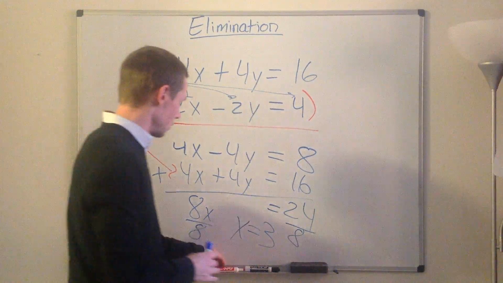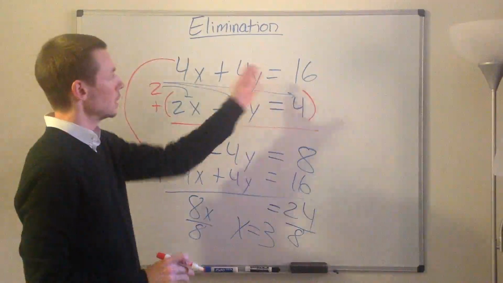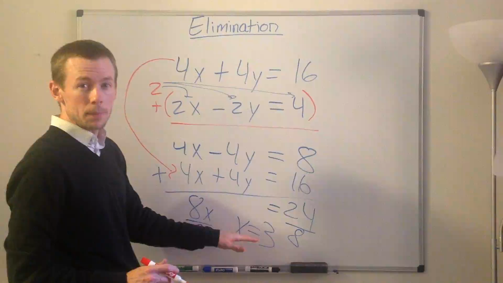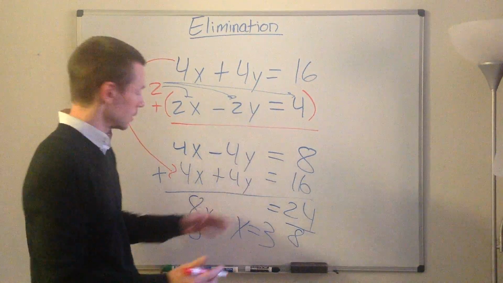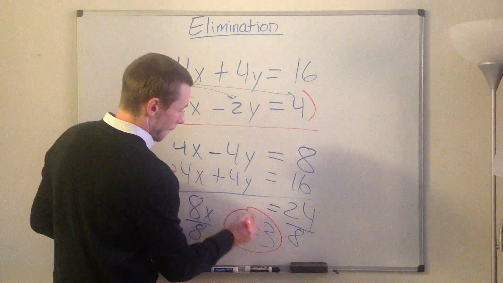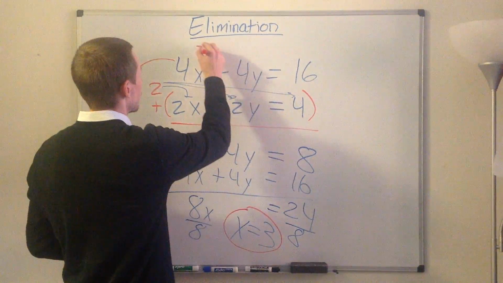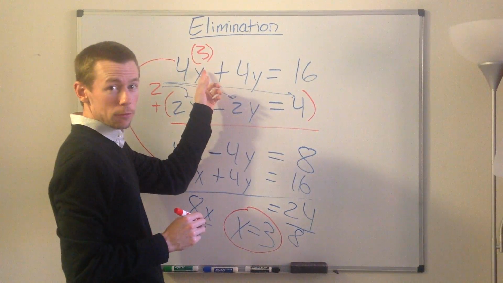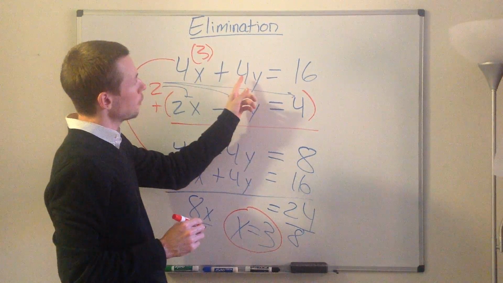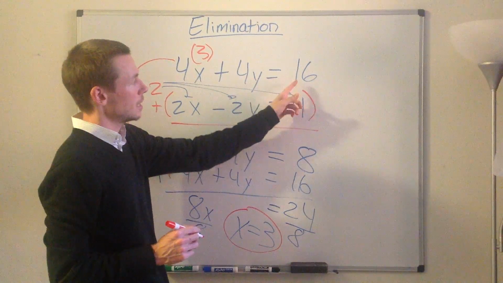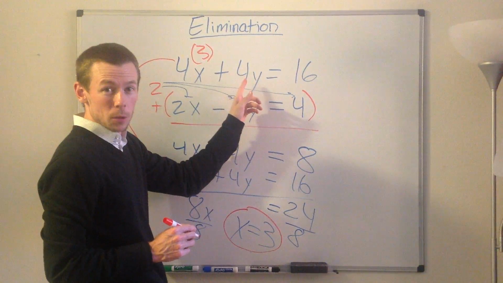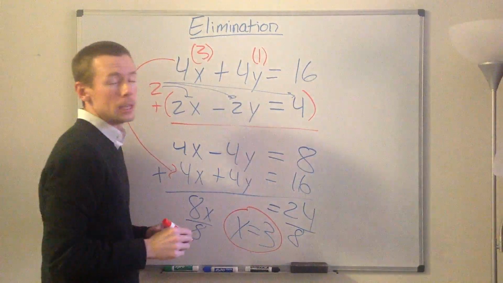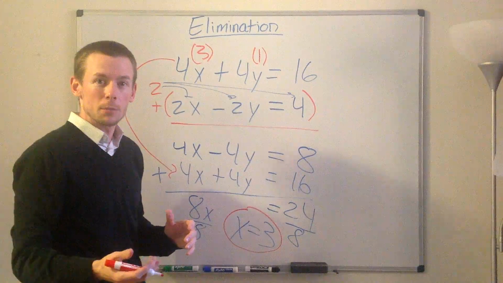So then what I could do is go back to either equation and plug in x equals 3 and solve for y. So if I take x equals 3 right here, I'm going to put it in right there. 4 times 3 is 12. And then 12 plus what would equal 16? Well, 12 plus 4 is what would equal 16. So therefore, y must be 1. Because 4 times 1 is what would give me 4.